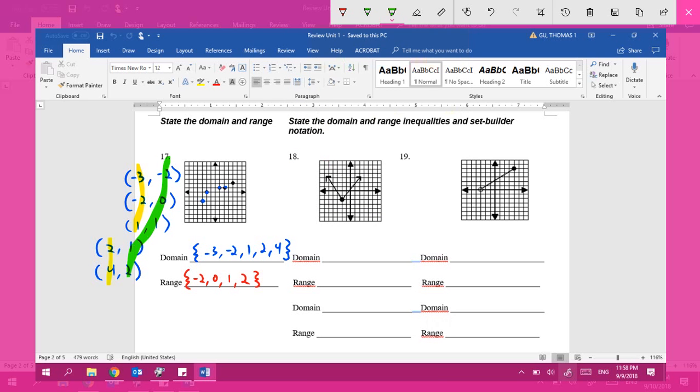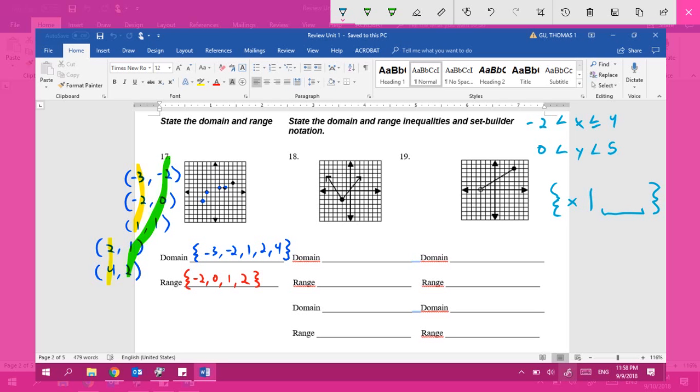All right, but now let's state the domain and range in inequalities and set builder. Now this just says inequalities and set builder. Inequality is just something like this: -2 < x ≤ 4, and 0 < y < 5. And set builder is the one that comes in brackets, and then it has the x, and then a separator, and then the inequality, and another bracket. So let's take a look at 18.